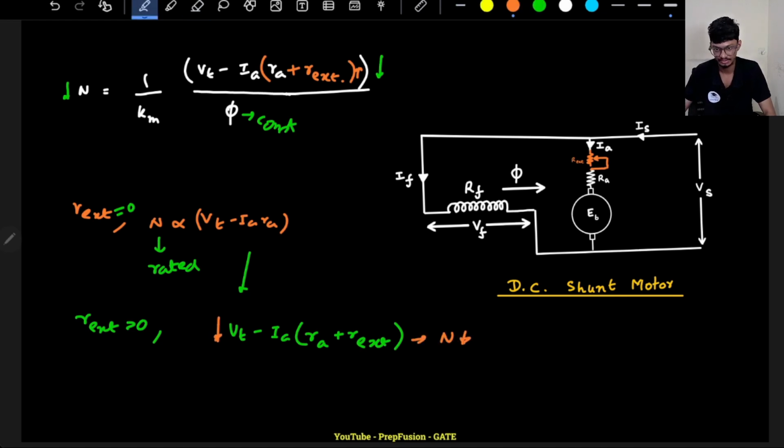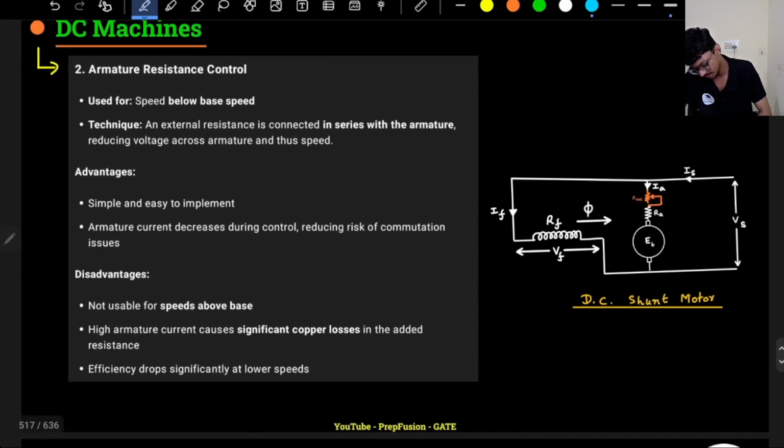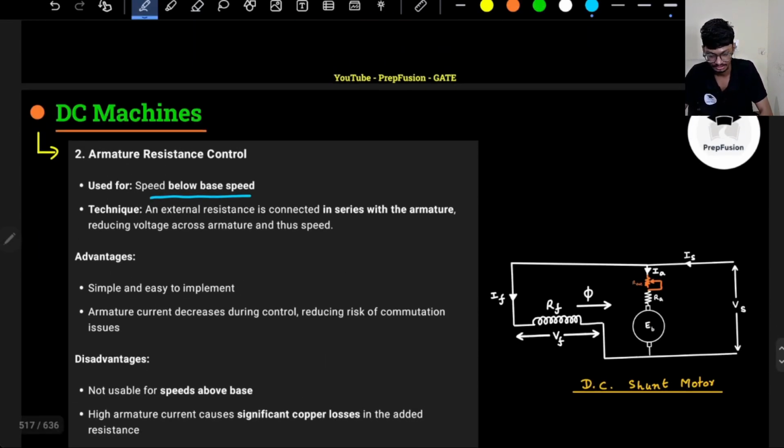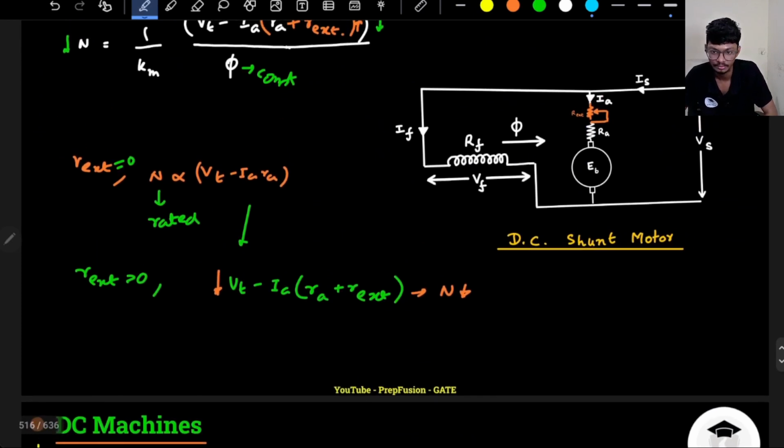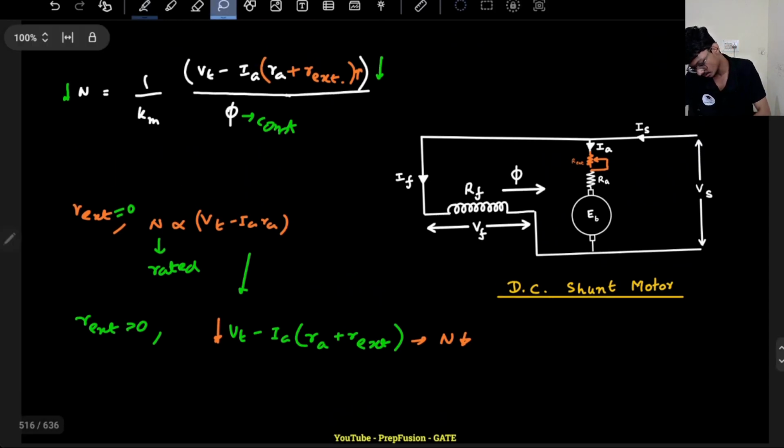Can I increase the speed? No, I cannot increase the speed. Speed cannot be increased in this case, so I can only go below the base speed. That is what is written over here: used to control below the base speed. I can only control below the base speed because I can only go below the rated speed. I cannot go above the rated speed.